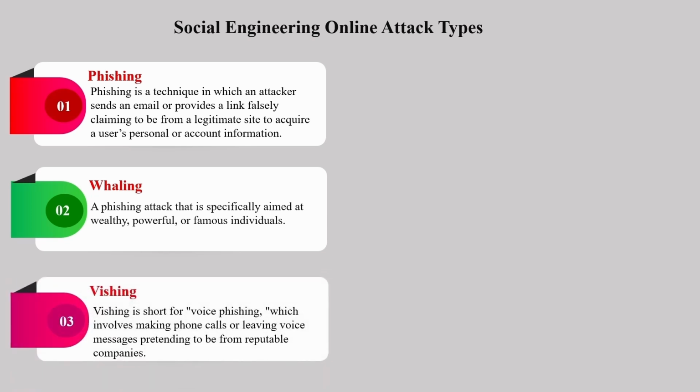Third one is vishing. Vishing is short for voice phishing, which involves making phone calls or leaving voice messages pretending to be from reputable companies, but they are not from reputable companies. So this is an impersonation technique in which the attacker tricks individuals to reveal personal and financial information using voice technology such as the telephone system or mobile phone.